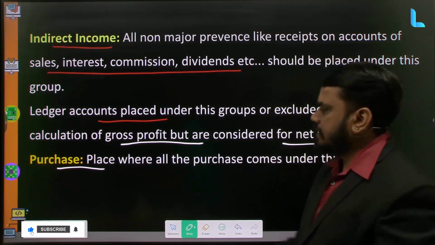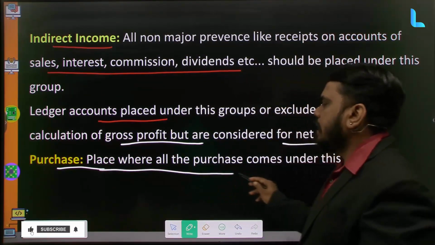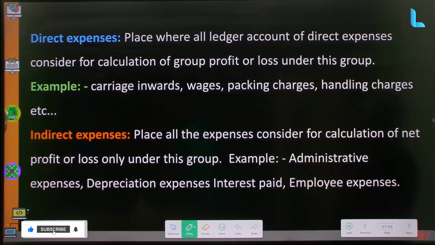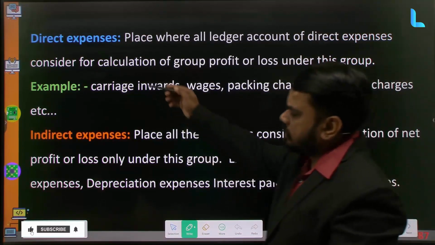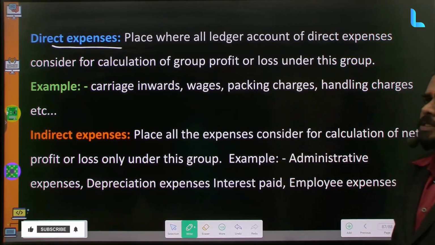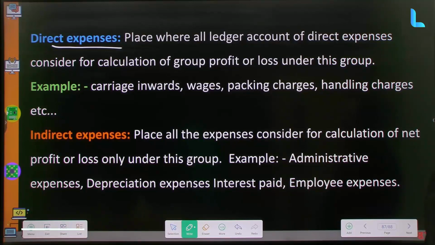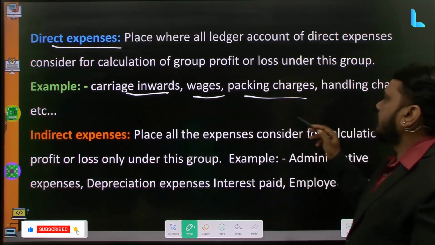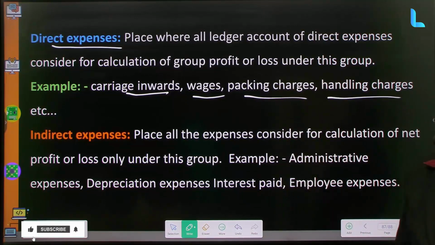The next is the purchase account group. All the ledgers related to purchase fall under this. Examples: cash purchase, credit purchase, purchase returns, all come under this. The next account group we are discussing is called direct expenses. Here we place all the ledger accounts of direct expenses. Examples: carriage inwards, wages, packing charges, handling charges, etc. all come under direct expenses.